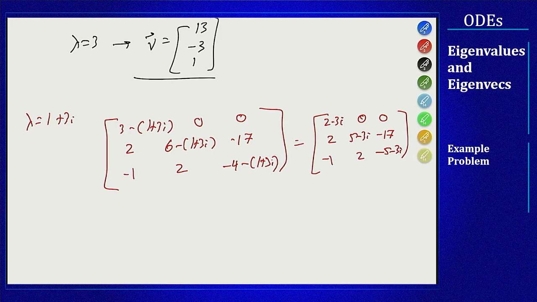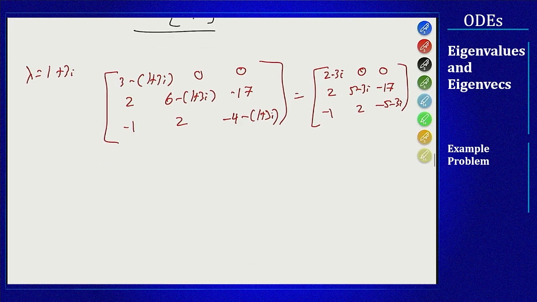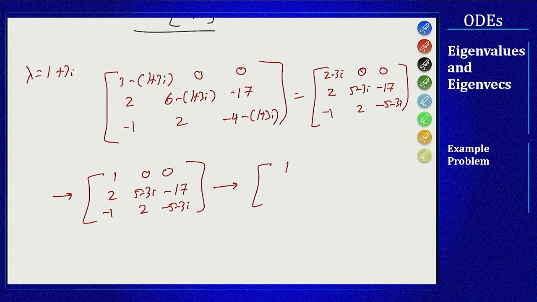Now, for this first row operation, I normally don't recommend dividing by complex numbers. However, because the 2 minus 3i is alone in its row, when I divide by 2 minus 3i, I just get 1, 0, 0. So we can just start by doing that. Divide the first row by 2 minus 3i, to get 1, 0, 0, 2, 5 minus 3i, minus 17, negative 1, 2, negative 5 minus 3i. And I can use that 1, 0, 0 to get rid of both the 2 and the minus 1 that are below it. 1, 0, 0, 0, 5 minus 3i, negative 17, 0, 2, minus 5 minus 3i.